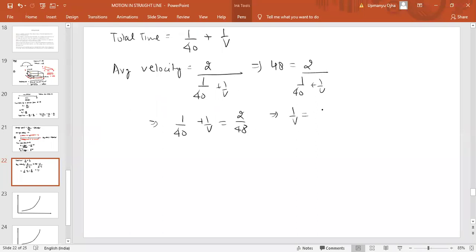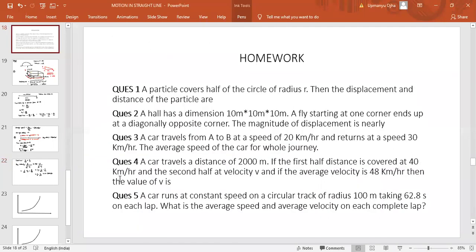So 1 by v must be equal to 1 by 24 minus 1 by 40. What is the answer we are getting? 1 by 24 minus 1 by 40 comes to 1 by 60. So 1 by v is equal to 1 by 60. Therefore v equals 60 kilometers per hour is the answer. Here we have used the basic concept that average velocity is total displacement by total time taken. Now question number 5.